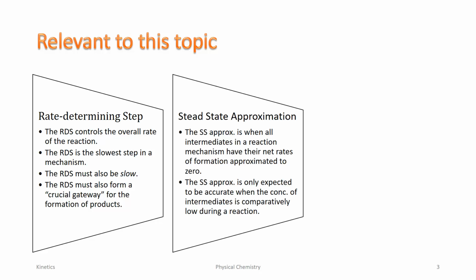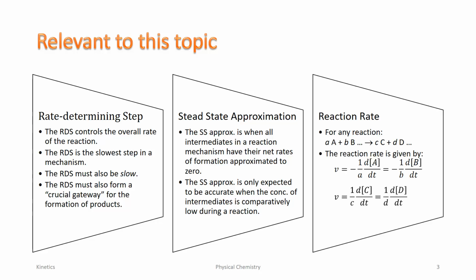Steady state approximation, we'll be using that on several occasions. The steady state approximation is when all the intermediates of a reaction mechanism have their net rates of formation approximated to 0. And we can only really expect this approximation to be accurate when the concentration of intermediates is comparatively low during the course of the reaction.